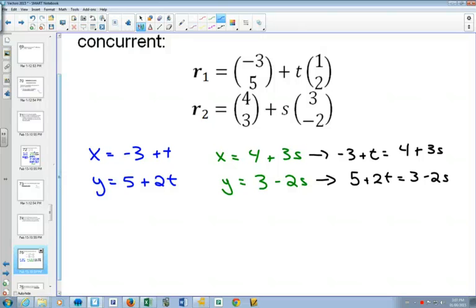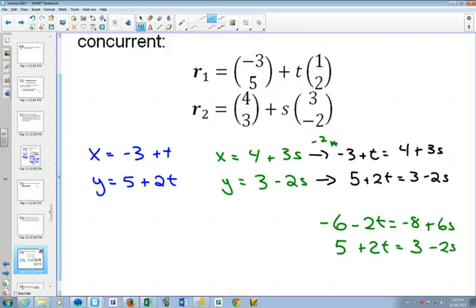Again, you could rearrange this and use matrices. You could isolate. In this case, it looks like it'd be really easy to isolate t and use substitution. Or you could use elimination. I would take this first equation and multiply everything by -2. -6 minus 2t equals -8 plus 6s. And then we still have 5 plus 2t equals 3 minus 2s.